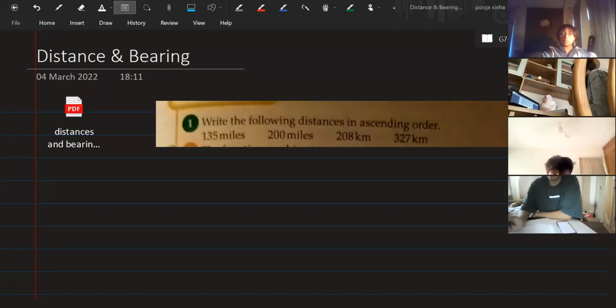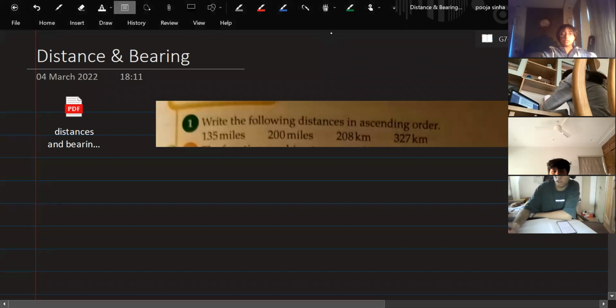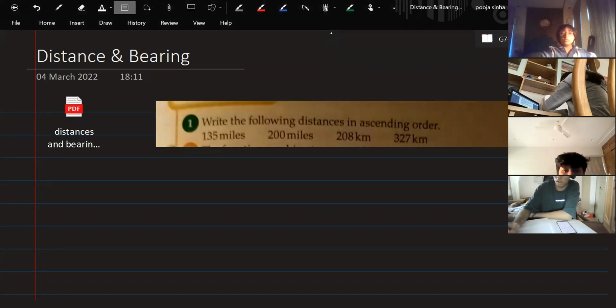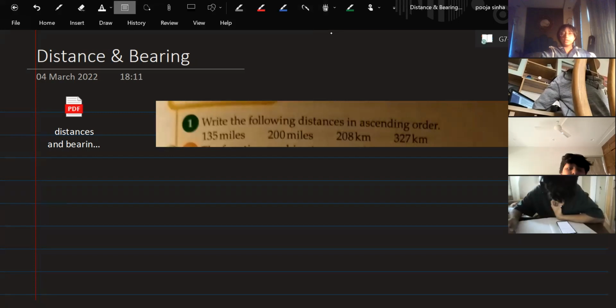Okay. Can you tell me, Ayan and Tanishka, which out of these distances is the highest distance and the smallest distance? Put it in the right order. Ascending is small to big, right? It's in the ascending order. Write the following distances. It's 208 kilometer, 327 kilometer, then 135 miles, then 200 miles, right?